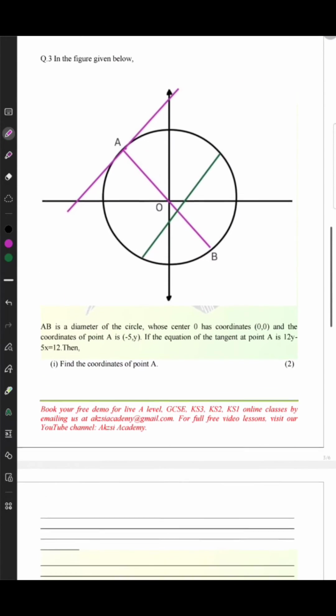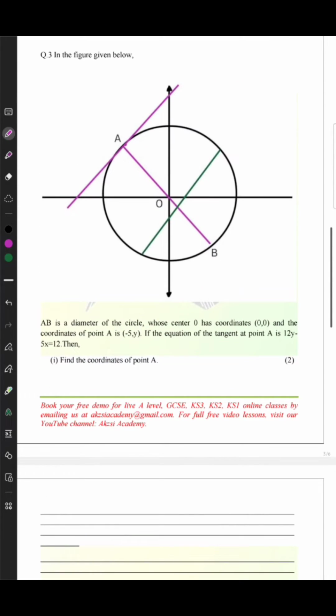Now, moving on to question number 3. In the figure given below, AB is the diameter of the circle whose center is O. So let's see which is AB. This one is a diameter, and the center is O, and its coordinates are (0, 0), and the coordinates of A are (−5, y). So the coordinate of A is here. Let me just write that down. The coordinates of A are (−5, y).